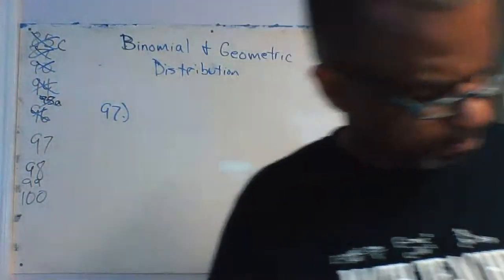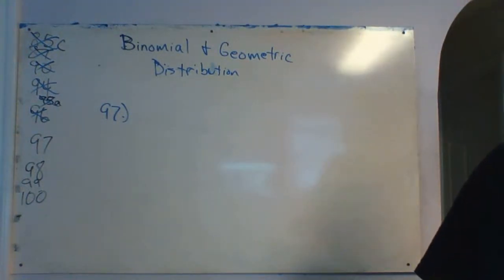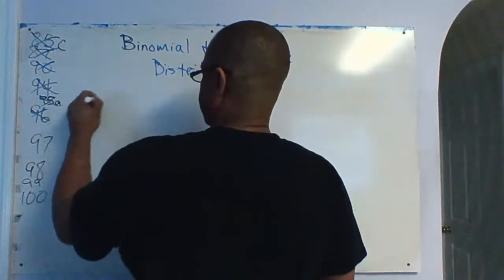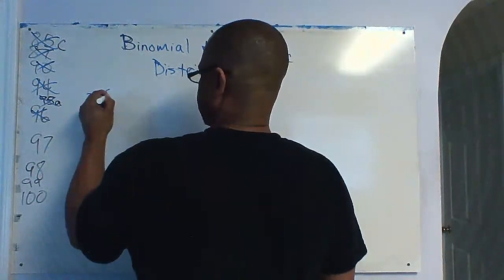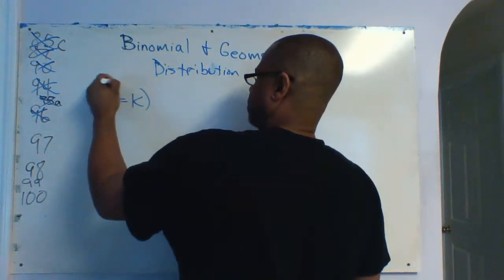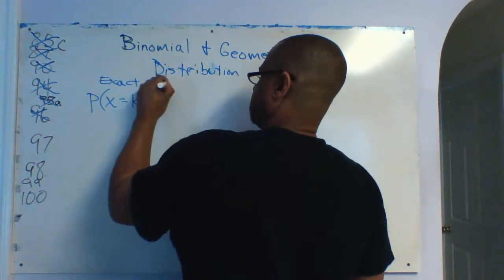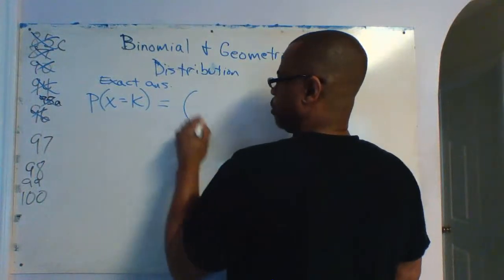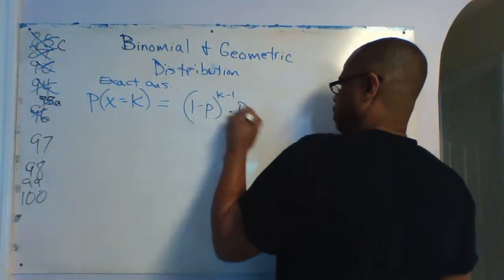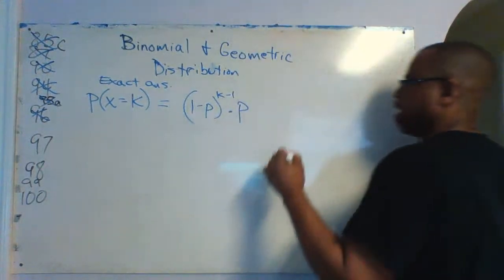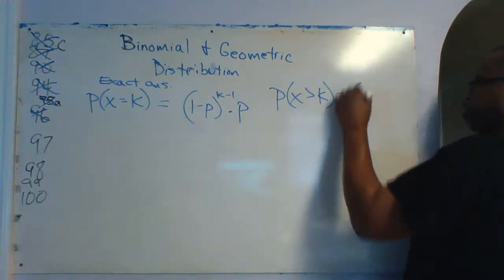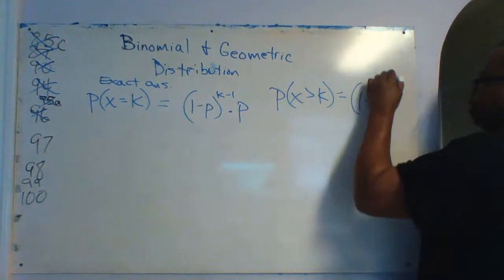All right. So if we look at 97, remember for 97, I'm gonna put the rules up here, because we're gonna use them from now on. So we got the probability if x is equal to k, that's going to be the exact answer, which is going to be your failure to the k minus 1 times your success. So we also have the probability that x is going to be greater than k. So that's going to be 1. That's your failure raised to the k.